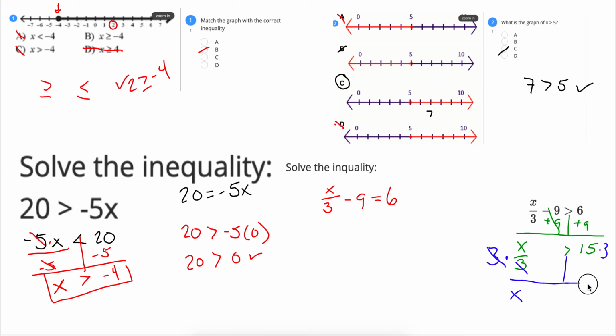I'm going to bring my inequality symbol down. I didn't have a negative, so it stays the same way. 15 times 3 is, that's right, 45. X is greater than 45 should be your answer.